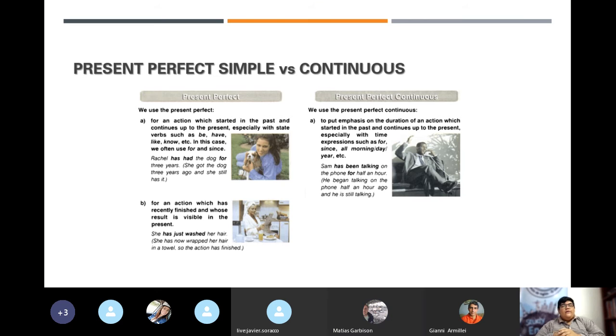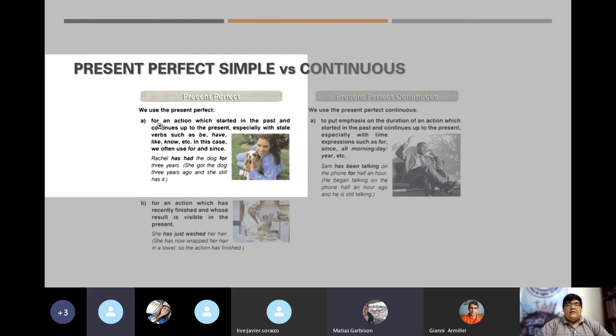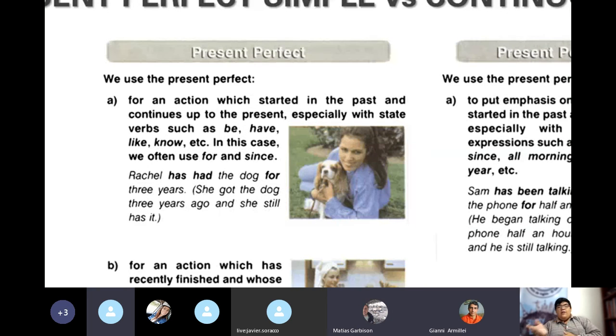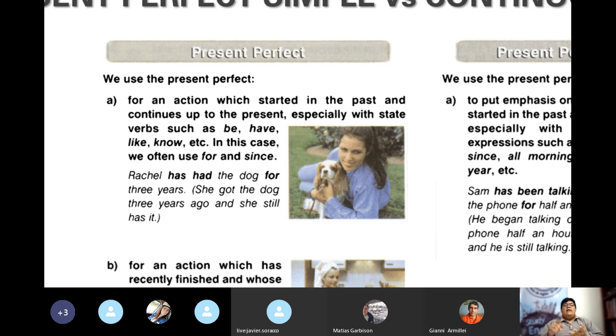Now, the present perfect simple versus the present perfect continuous, okay? We have a continuous and a simple form of the present perfect. Now we have to see what happens with these verb tenses. Let's see the present perfect simple. We use the present perfect simple for an action which started in the past and continues up to the present, especially with state verbs such as the verb to be, the verb have, the verb like, the verb know, etc. In this case, we often use for and since. Do you remember the state verbs? The list of state verbs?